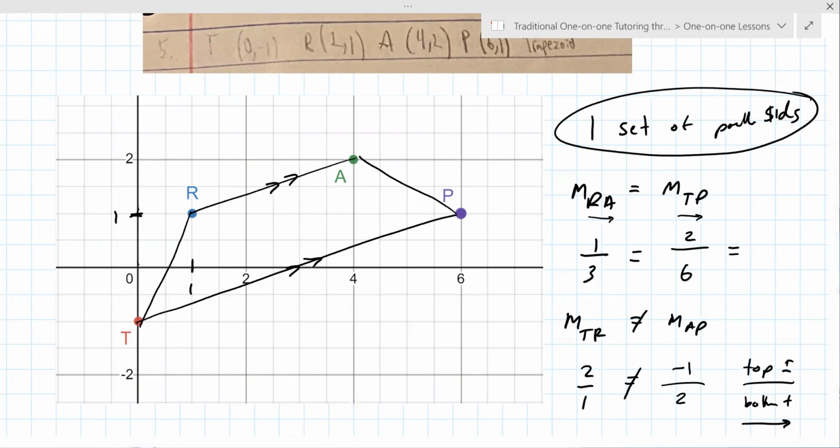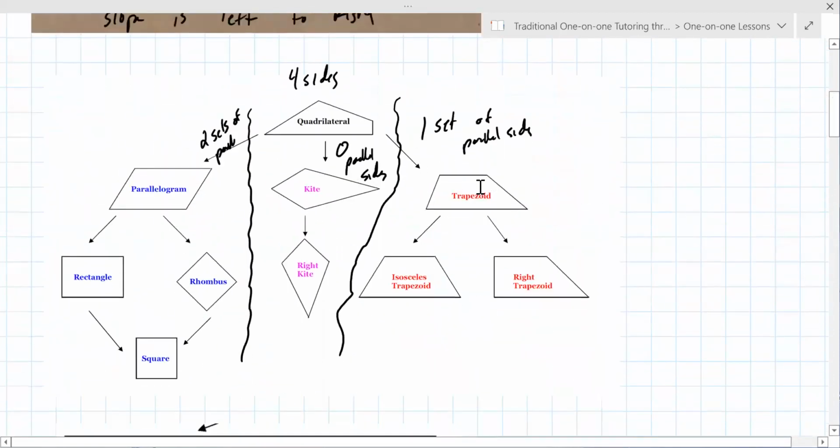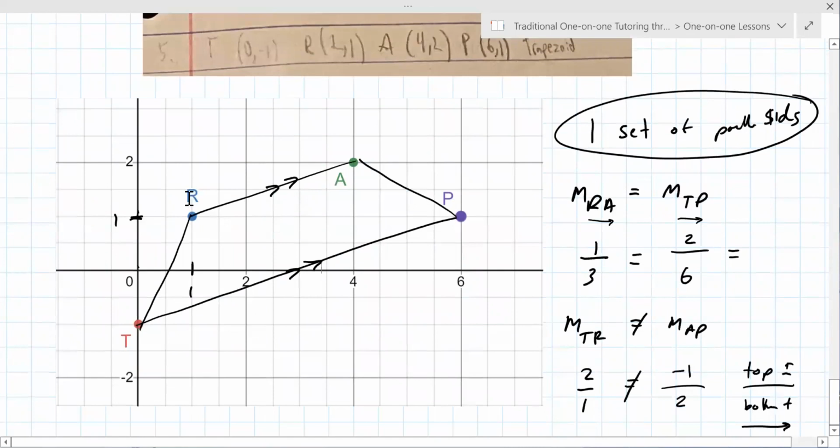Now, if you go back to the picture that I sent you, and I'll scroll up to it, there are a couple of different types of trapezoids, right? There's an isosceles trapezoid and a right trapezoid. So maybe this is a more special trapezoid. Well, maybe the distance from T to R is congruent to the distance from A to P. That would make it an isosceles trapezoid.